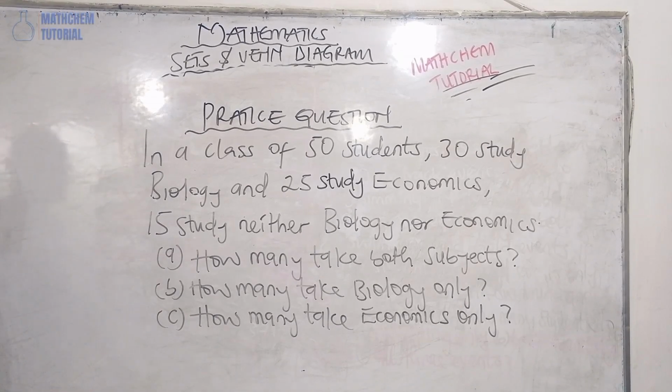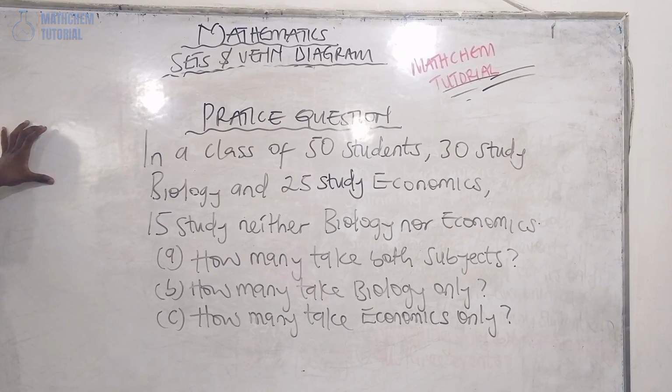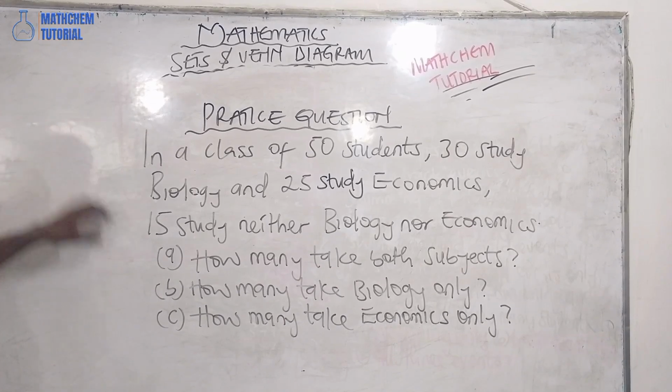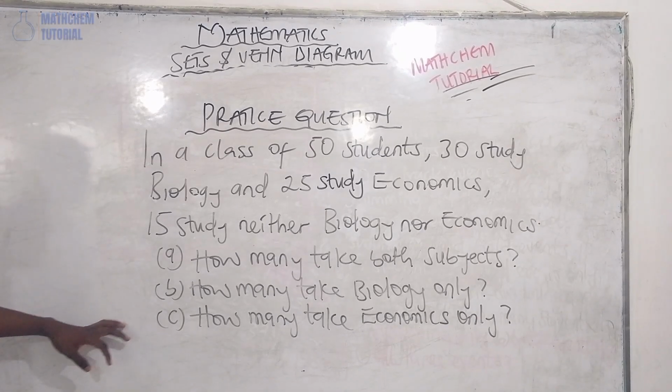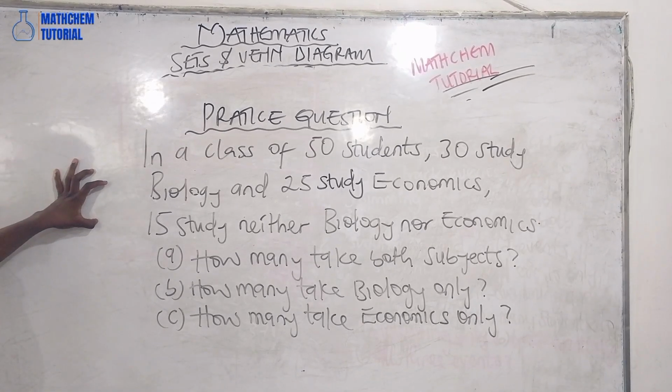So the question asks, how many take both subjects? That means the intersection, those that took both biology and economics. B says, how many take biology only? Note that word only. And the last one says, how many take economics only? Note that word only. We practice that question.